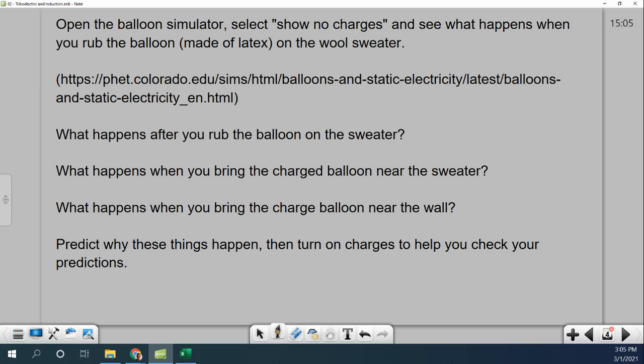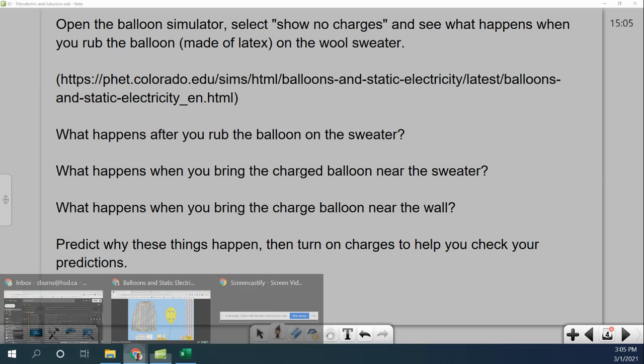Without the charges on, just tell me what you see when you rub, what happens after you rub the balloon on the sweater? What happens when you bring the charged balloon near the sweater? What happens when you bring the charged balloon near the wall? And then predict why these things happen. Once you've done that, turn on the charges to help you check your predictions. So do these things, you'll have a spot where you can write down your answers.